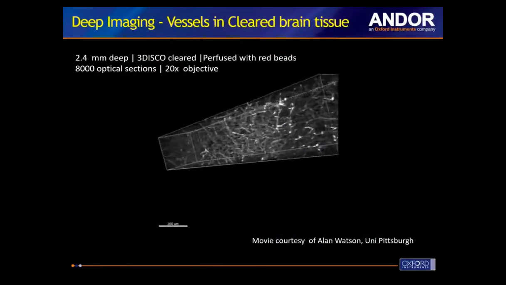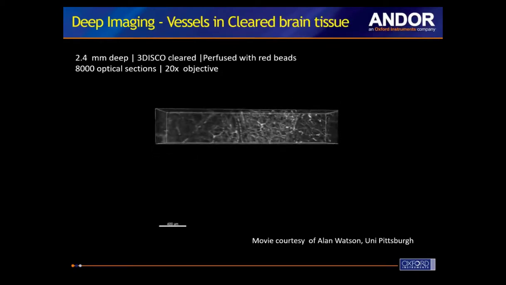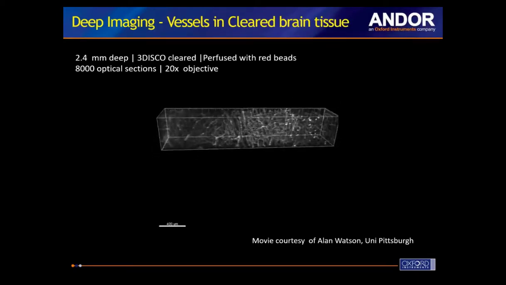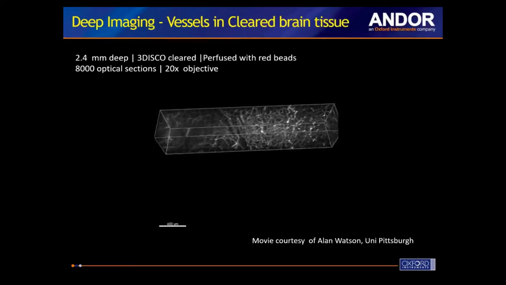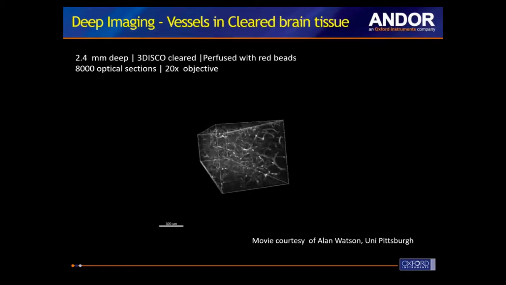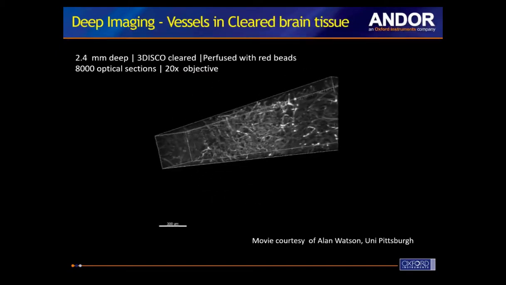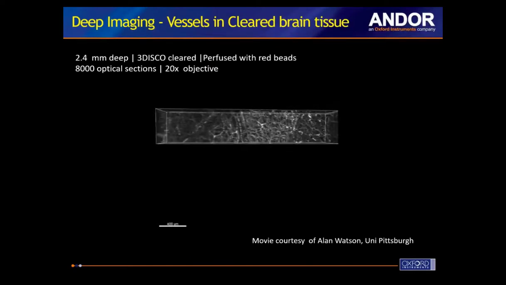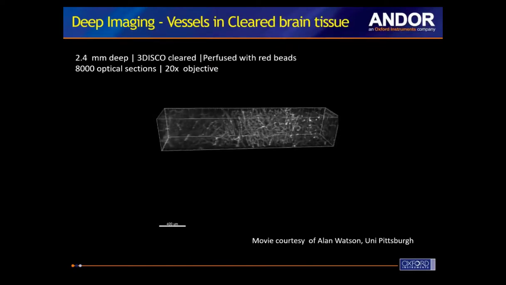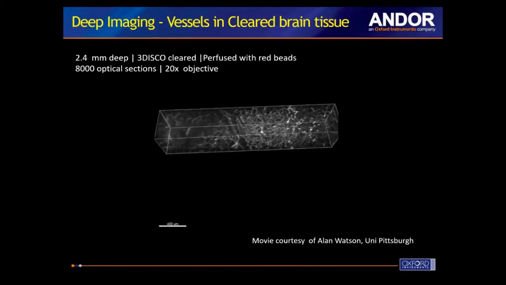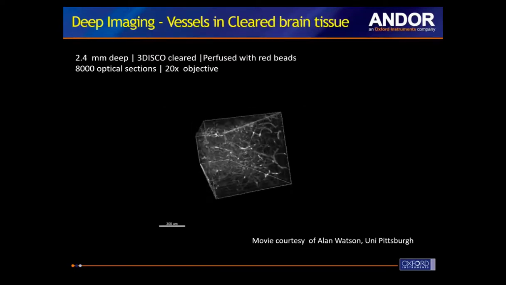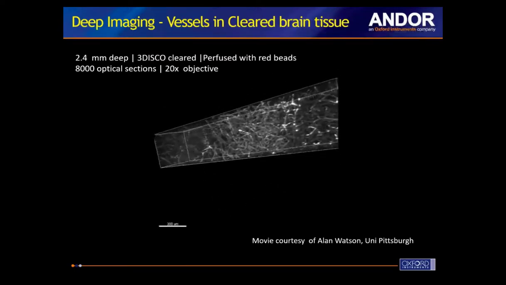But also, Dragonfly can be used for deep imaging. Due to custom pinhole spacing, the Dragonfly is ideal to image deep inside cells or tissues, as in this example of this cleared vessel's brain, where 2.4 mm deep were imaged, as you can see in this video.